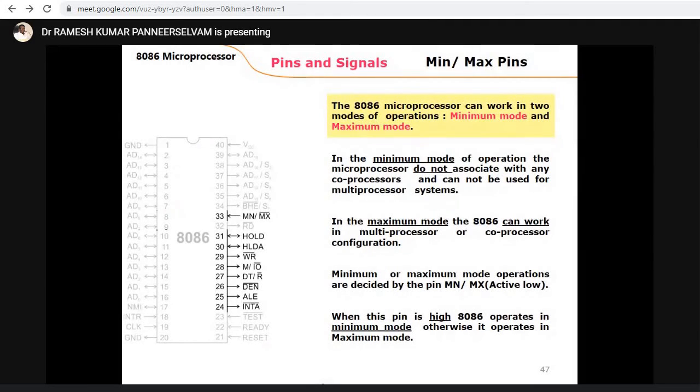In minimum mode, the operation is not associated with any coprocessor and cannot be used for a multi-processor system. In maximum mode, the 8086 can work in multi-processor or co-processor configuration. So minimum and maximum mode operation is decided by pin 33. Clear now? When this particular pin is high, it indicates that the 8086 microprocessor is in minimum mode. Otherwise, it is in maximum mode. So we will see the minimum mode operations first, then we will go to the maximum mode operation.